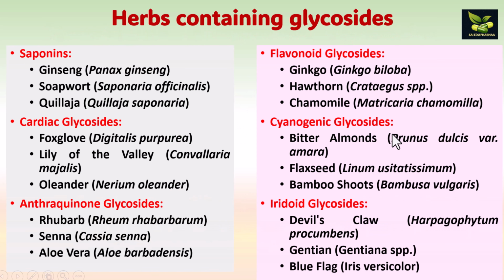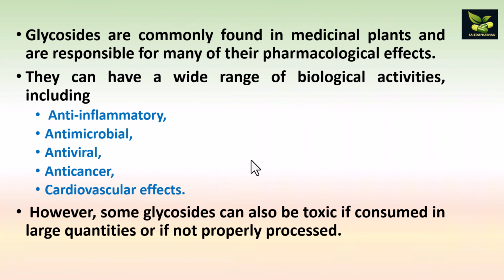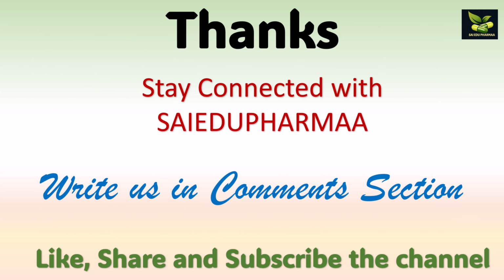So these are some of the herbs containing glycosides that we have compiled. The glycosides are commonly found in medicinal plants and are responsible for various pharmacological effects. We have already seen that they have various biological activities like anti-inflammatory, antimicrobial, antiviral, anti-cancer, cardiovascular, laxative, etc. However, some glycosides are also toxic, so they should not be consumed in very large quantity if they are not properly processed.